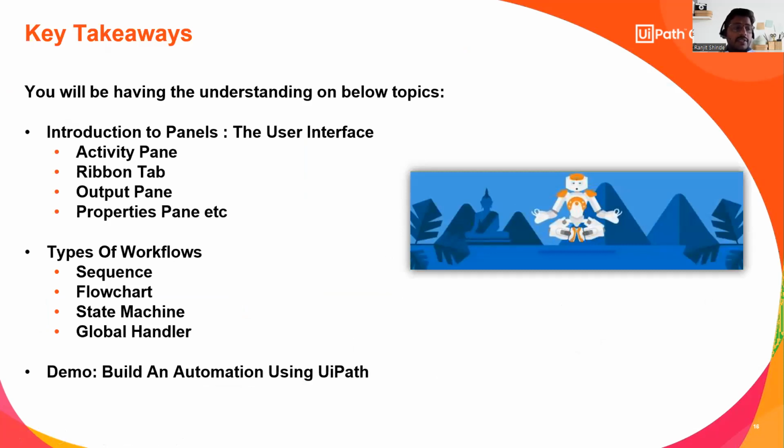Next we'll see some topics in the studio: the introduction panel, the activity panel, ribbon tab, output panel, properties panel, then types of workflow: sequence, flowchart, state machine, global. So these are the components of the studio. We'll see them here.